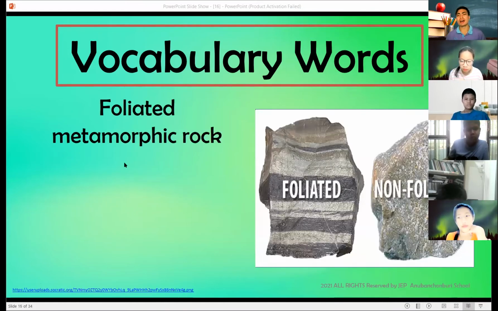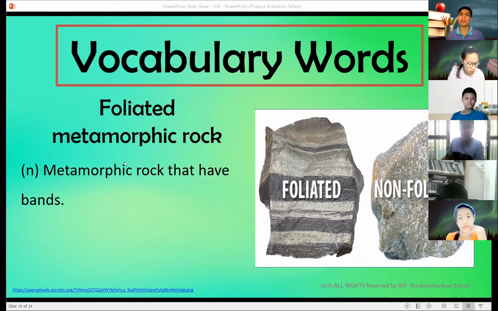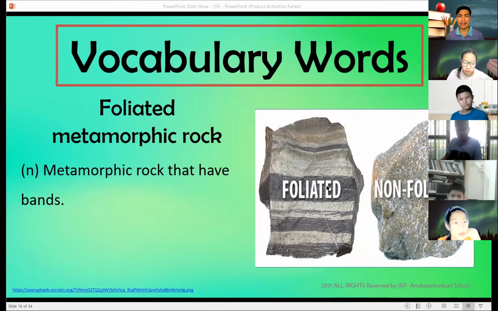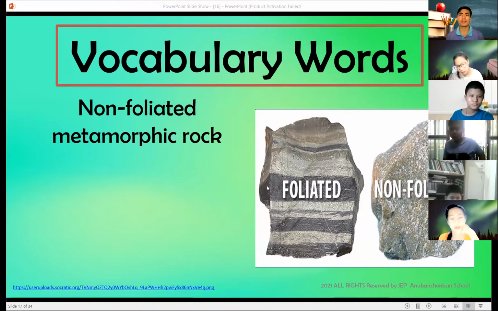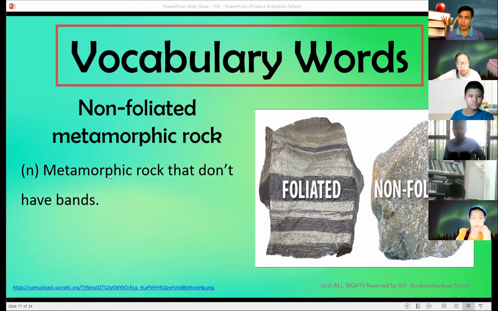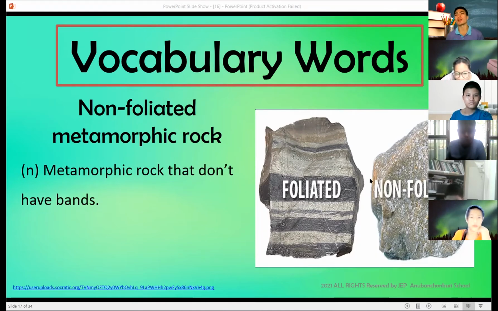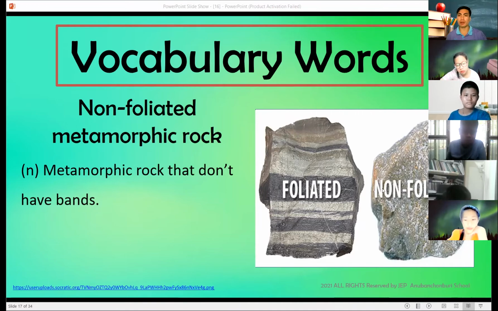Okay, we are now at the second to the last, I think, foliated metamorphic rock. So very, very simple to remember. Foliated metamorphic rocks have these lines here, or we call them bands. The non-foliated metamorphic rocks, on the other hand, don't have bands, like marble. Since marble doesn't have any bands, we call it non-foliated metamorphic rock.